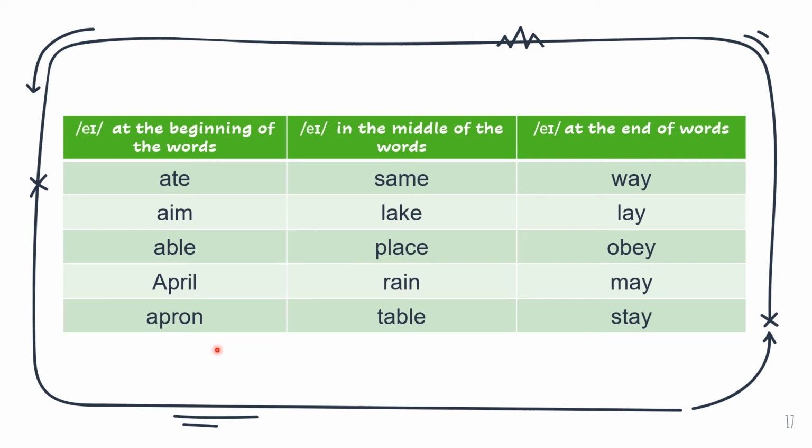This vowel sound can also be found at the beginning, in the middle, and at the end of the words. Okay, so here we have some examples. Let's read each of them. Eight, aim, able, April, apron, same, lake, place, rain, table, way, late, obey, may, stay. If it is necessary, you can also pause the video and practice each sound again.